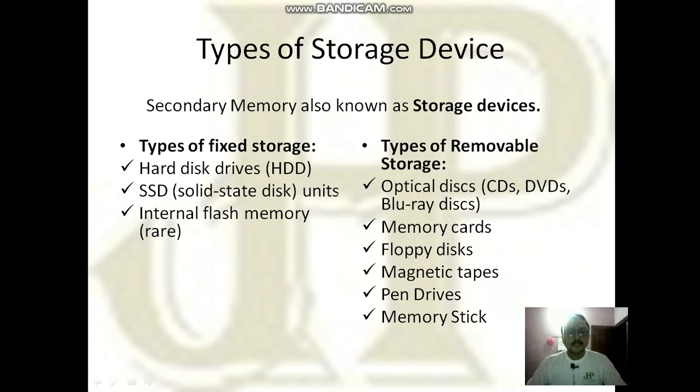As we know, secondary memory is also known as storage devices. These storage devices are divided into two: first one is fixed storage and another one is removable storage. So our hard disk drives are kept in fixed storage devices.